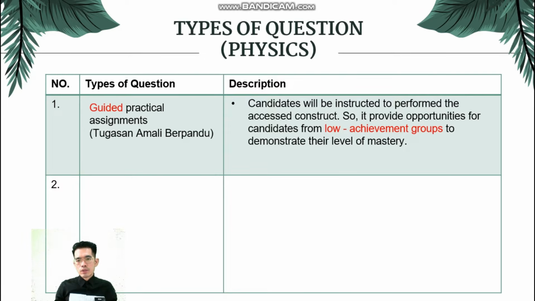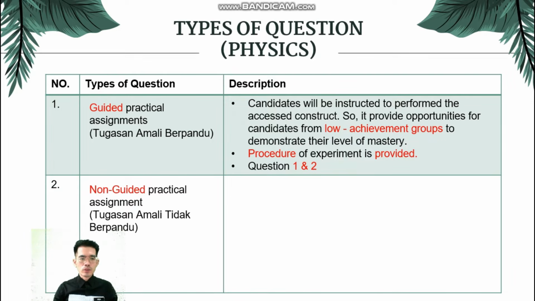In this type of question, the candidate will be instructed to perform the assessment construct. It provides an opportunity for candidates in the low achievement group to demonstrate their level of mastery. In simpler words, the question will provide you the procedure of the experiment, so the student just needs to follow the instructions of the procedure and then conduct the experiment.